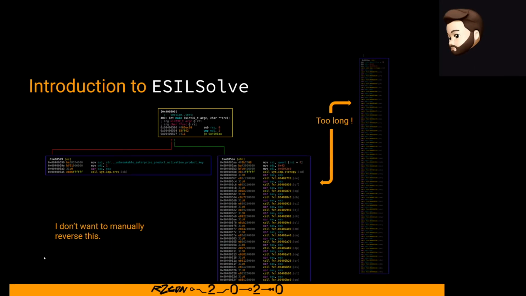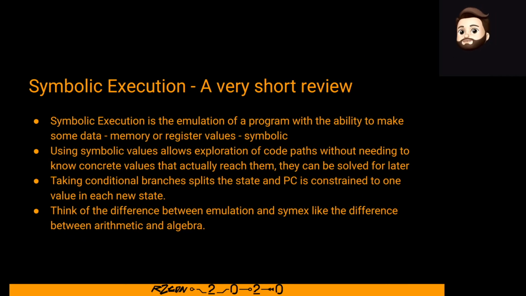All right, so going back to the slides. All right, so symbolic execution, a very short review. Symbolic execution is the emulation of a program with the ability to make some data, memory, or register values symbolic. Using symbolic values allows exploration of code paths without needing to know the concrete values that actually reach them. Those concrete values can actually be solved for later.